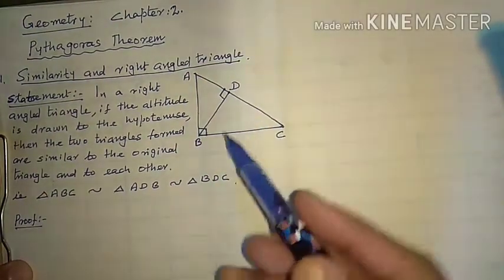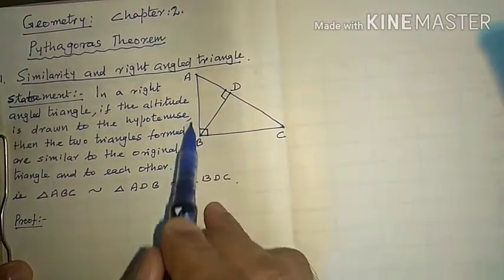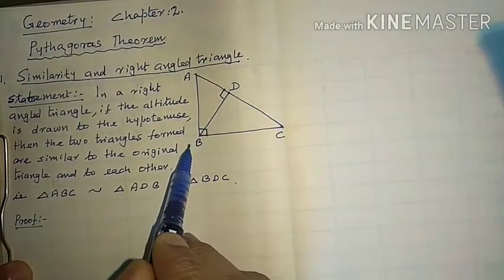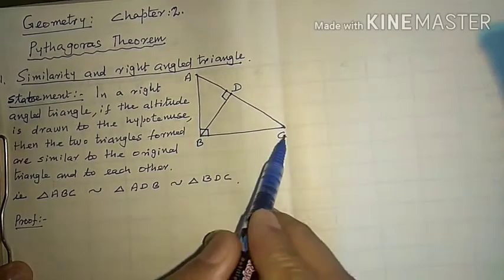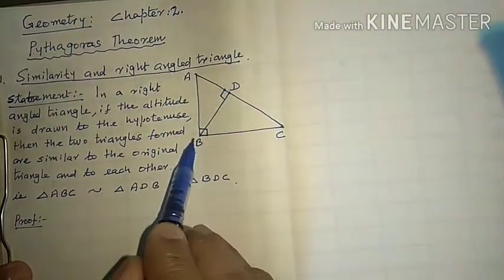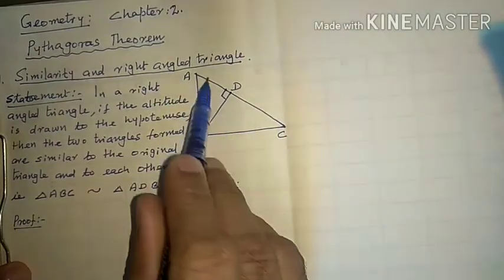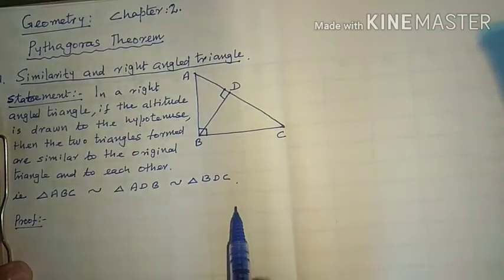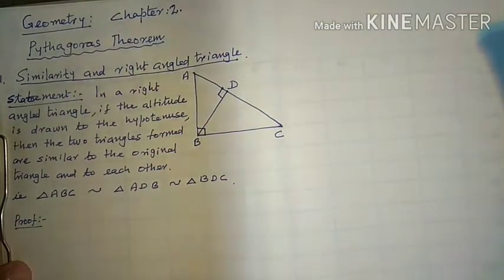This we have to prove. Means what we have to prove? Triangle ABC similar to triangle ADB similar to triangle BDC. Means what? Triangle ABC similar to triangle ADB, also triangle ABC similar to triangle BDC. This is what we have to prove. And we are starting the proof.